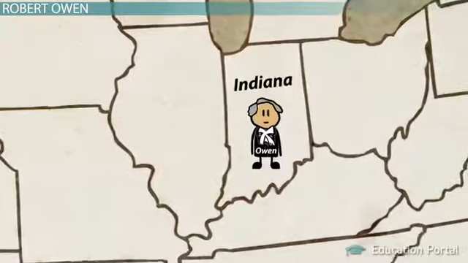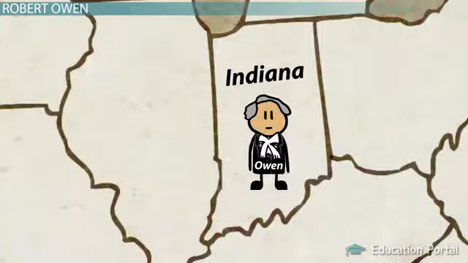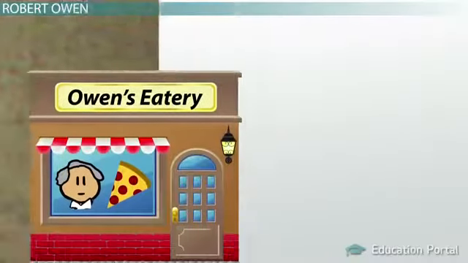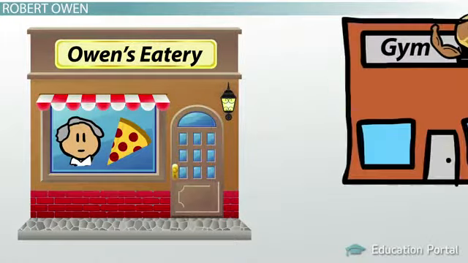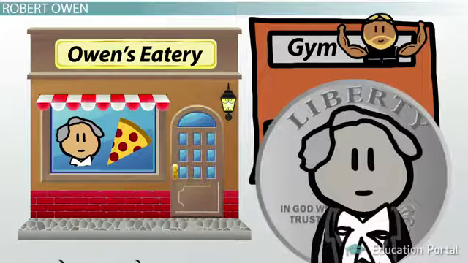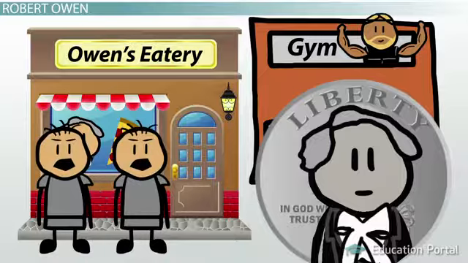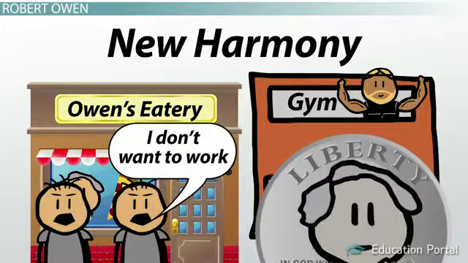Taking his socialist ideas across the Atlantic, Owen set up a similar working environment in Indiana. Unfortunately, this commune, complete with a shared eating hall, leisure facilities, and even its own currency, failed due to infighting among the workers. Ironically, the commune was named New Harmony. On a side note, some historians feel it also failed due to its workers' unwillingness to actually work.